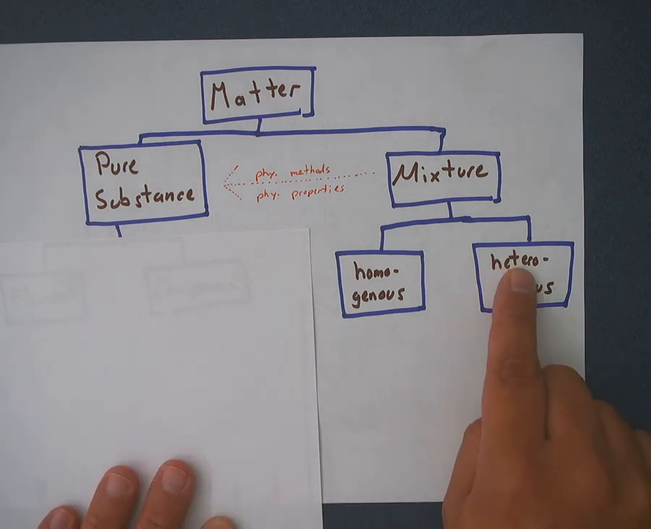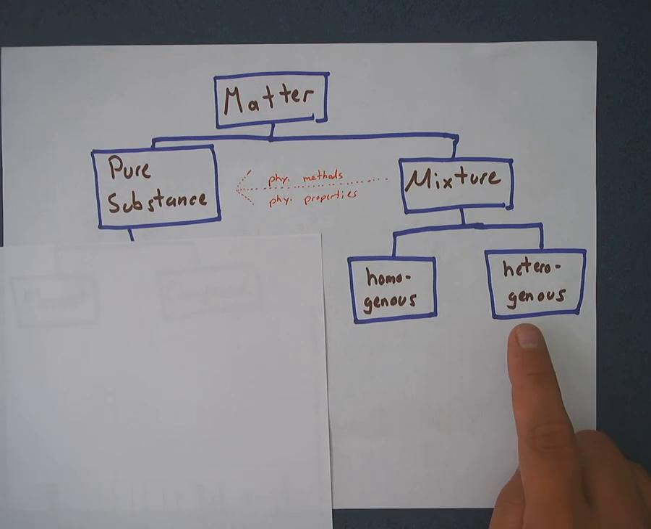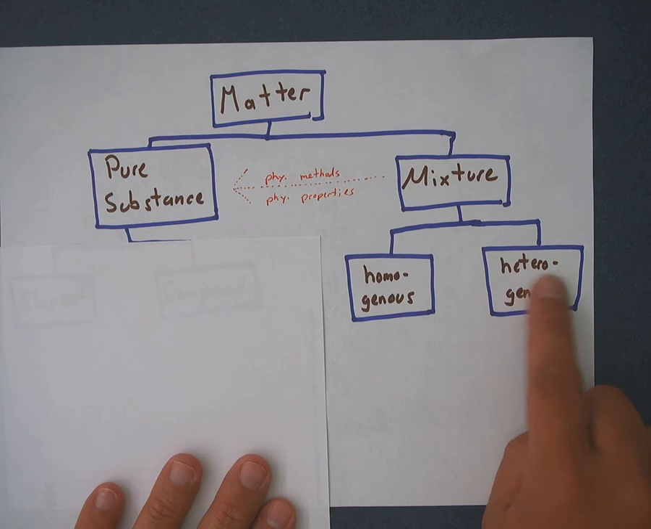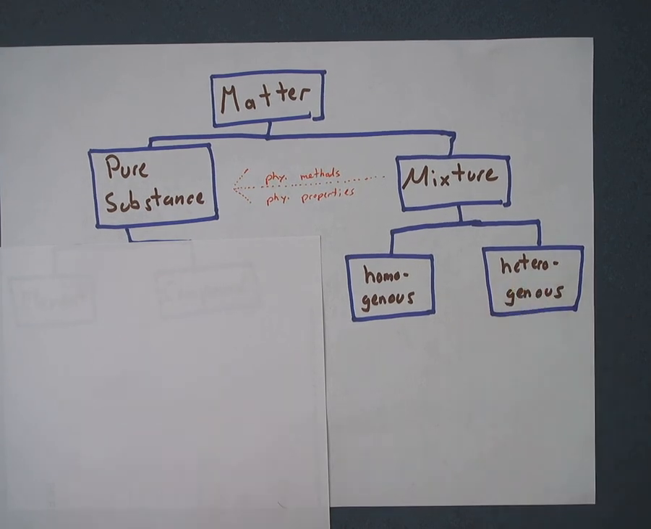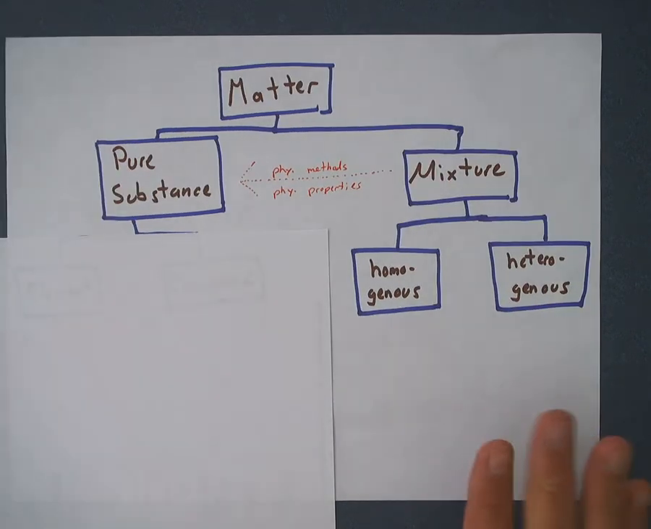Heterogeneous mixtures have chunks in the mixture. These are ones that are not uniform in composition. And so if you have things with different obvious zones that are not well mixed, this would be a heterogeneous mixture. Okay? Now you might know the prefixes homo and hetero from other places.